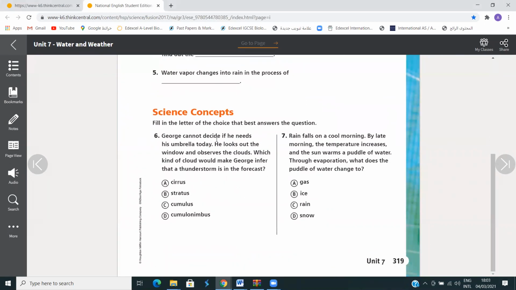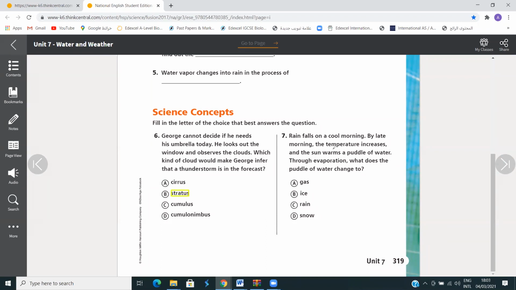If George needs his umbrella today, he looks out the window and observes the clouds. Which kind of cloud will make George infer the thunderstorm? If there is thunderstorm, my students, it will be cumulonimbus, the last one. That is the answer here.